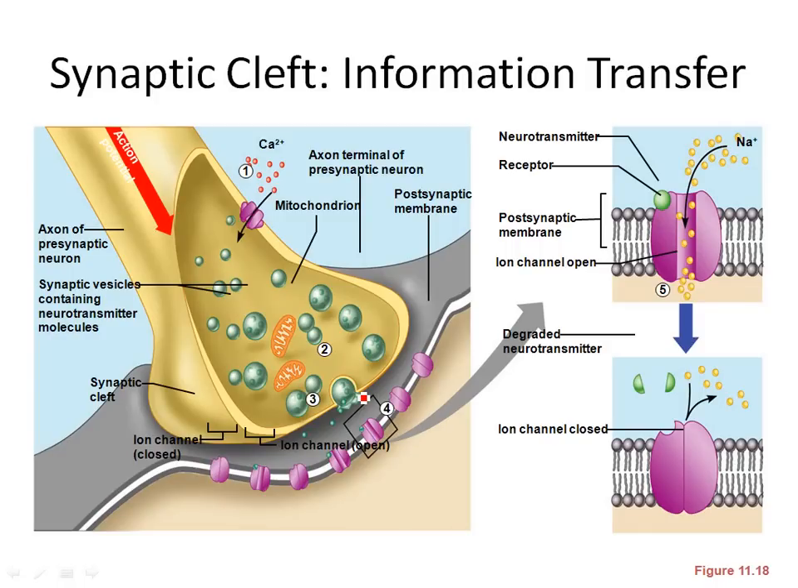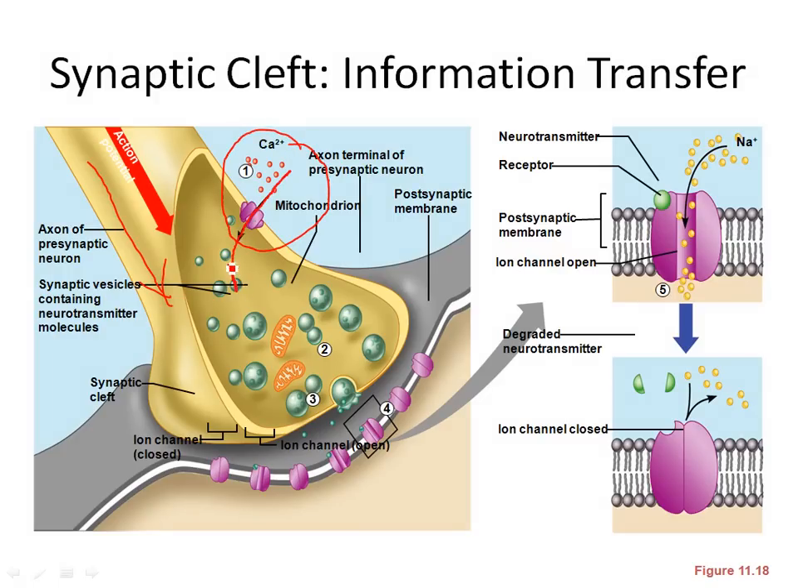Well, the solution is transduction. That means we're going to change how we do this in the cleft. So here's how the cleft works. It's a transfer of information. An action potential comes down from the axon hillock all the way down the axon through the telodendria to this axon terminal. When the action potential hits the axon terminal, that voltage change opens calcium's voltage-gated channels.